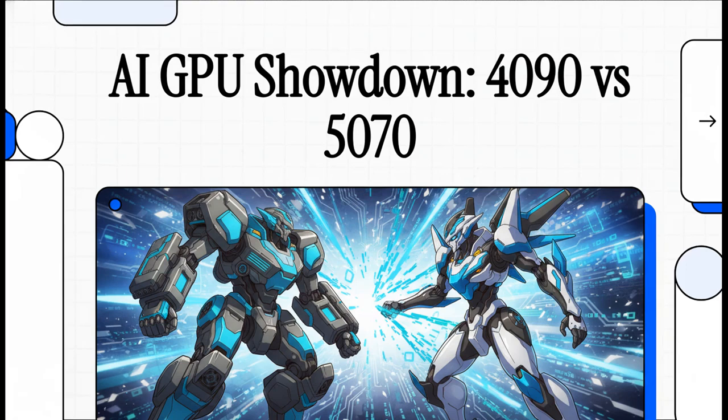All right, let's talk AI. In this world, there's always this epic battle going on between just raw, unadulterated power and really smart, modern efficiency. And today, we're putting two absolute titans right in the ring. The reigning champ, the RTX 4090, against the brand new challenger, the RTX 5070.